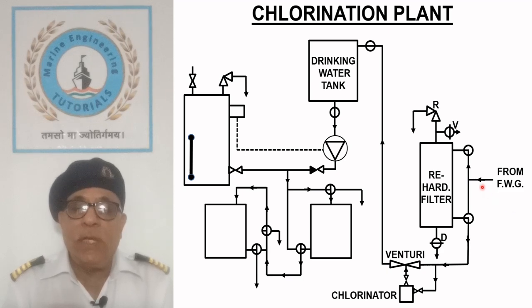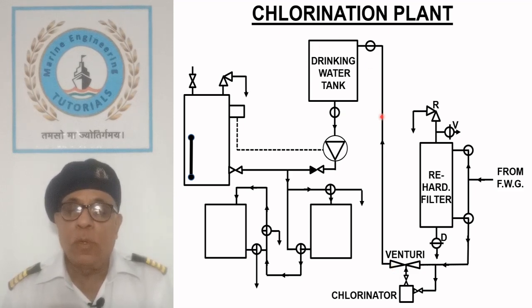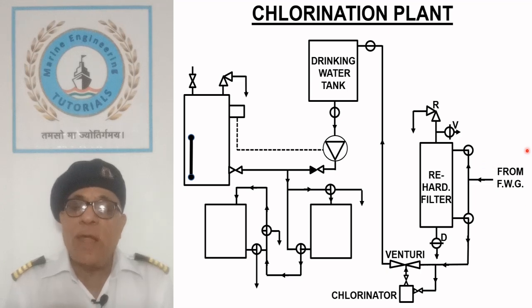After passing the evaporated water through the rehardening filter, drinking water is led through the chlorinator, where the venturi automatically regulates the quantity of chlorine before it is stored in the tank. Chlorine is usually added as a solution of sodium hypochlorite, that is bleach liquid.